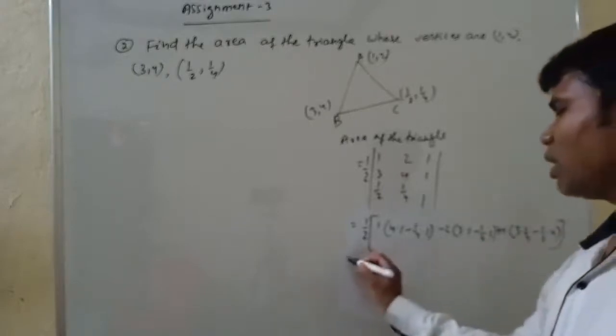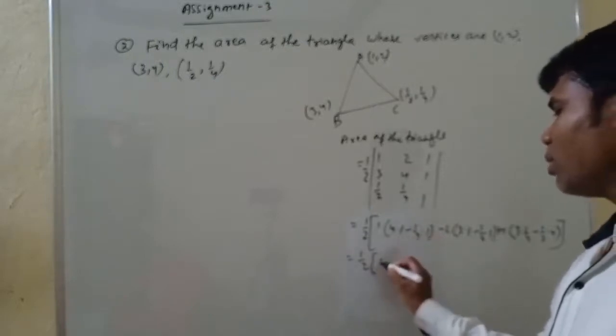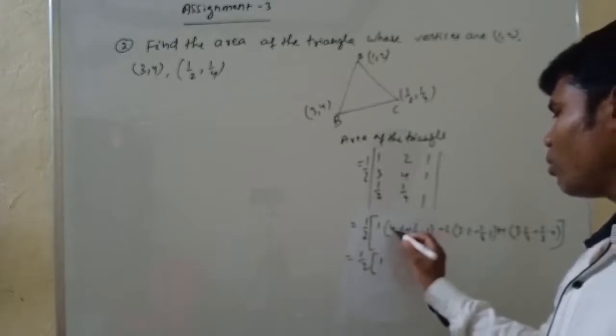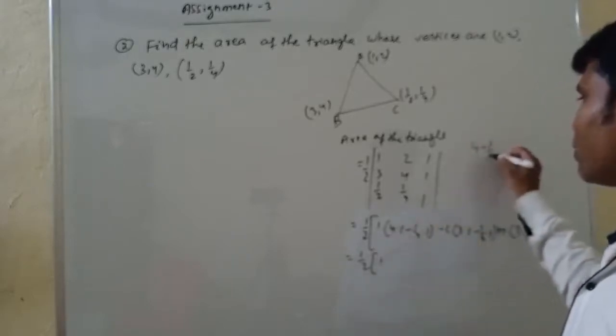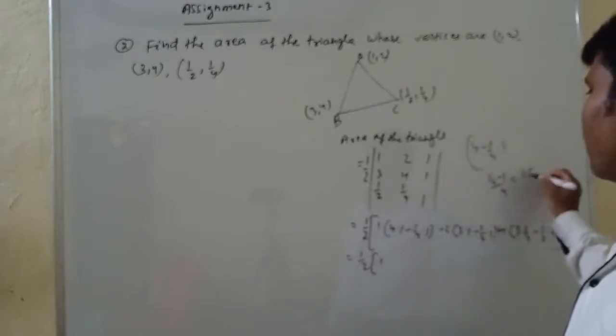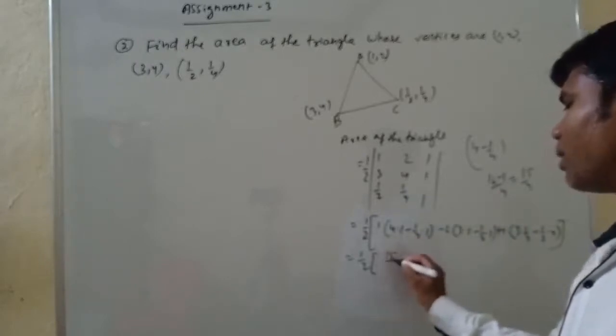Okay, is equal to half of, you see, 1 into, this is 4 into 1, 4 minus 1 by 4. That is 16 minus 1 by 4, is equal to 15 by 4. You write here 1 into 15 by 4, so that is 15 by 4.